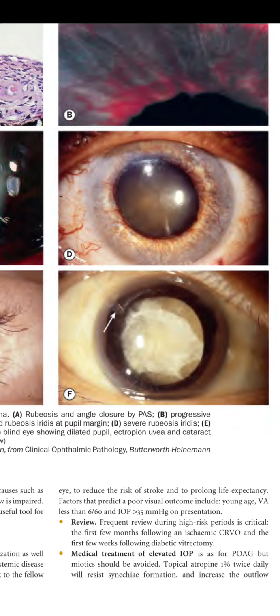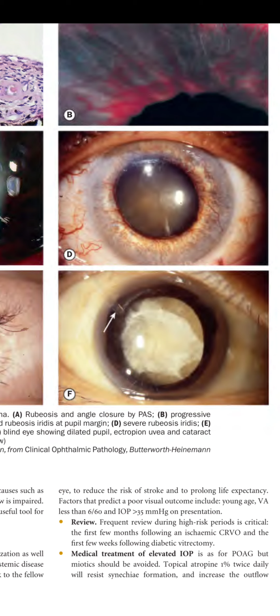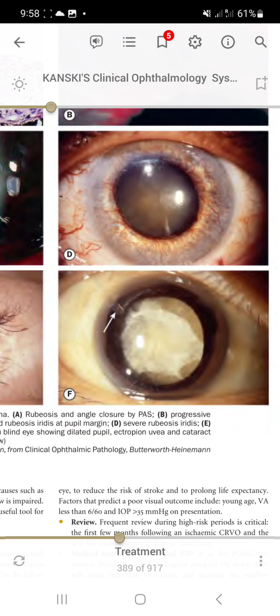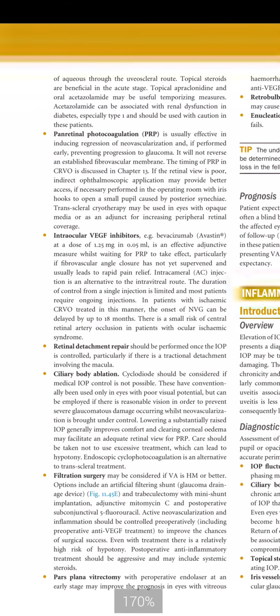Medical treatment of an elevated IOP is as for POAG, but miotics should be avoided. So it is one of the cases in which we give atropine, a mydriatic, instead of miotics. Why? To reduce the formation of synechiae. Topical atropine 1% twice daily resists synechia formation and increases the outflow of aqueous through the uveoscleral route.